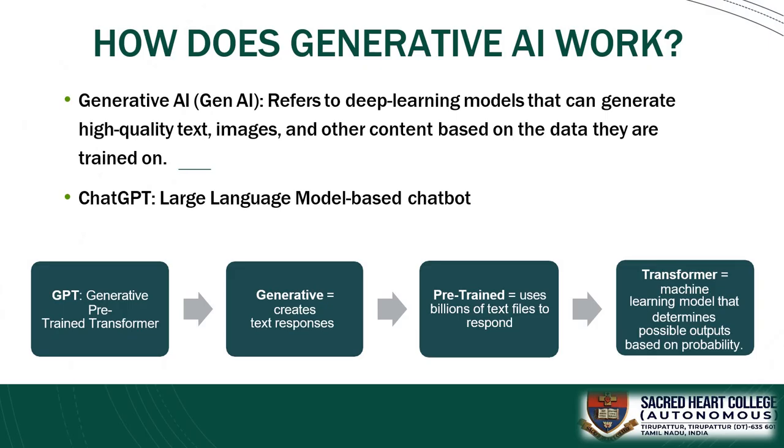Okay, so this ChatGPT, GPT stands for generative pre-trained transformer. Here, generative means it can create new text. Pre-trained means it has learned from billions of text files before responding. And transformer is the AI model that determines the most likely words to come next, making the responses natural and meaningful. So if I type once upon a time, the AI predicts the next words based on the probability. So maybe there was a king. It doesn't memorize, but rather learns patterns from the past data or the previous data.